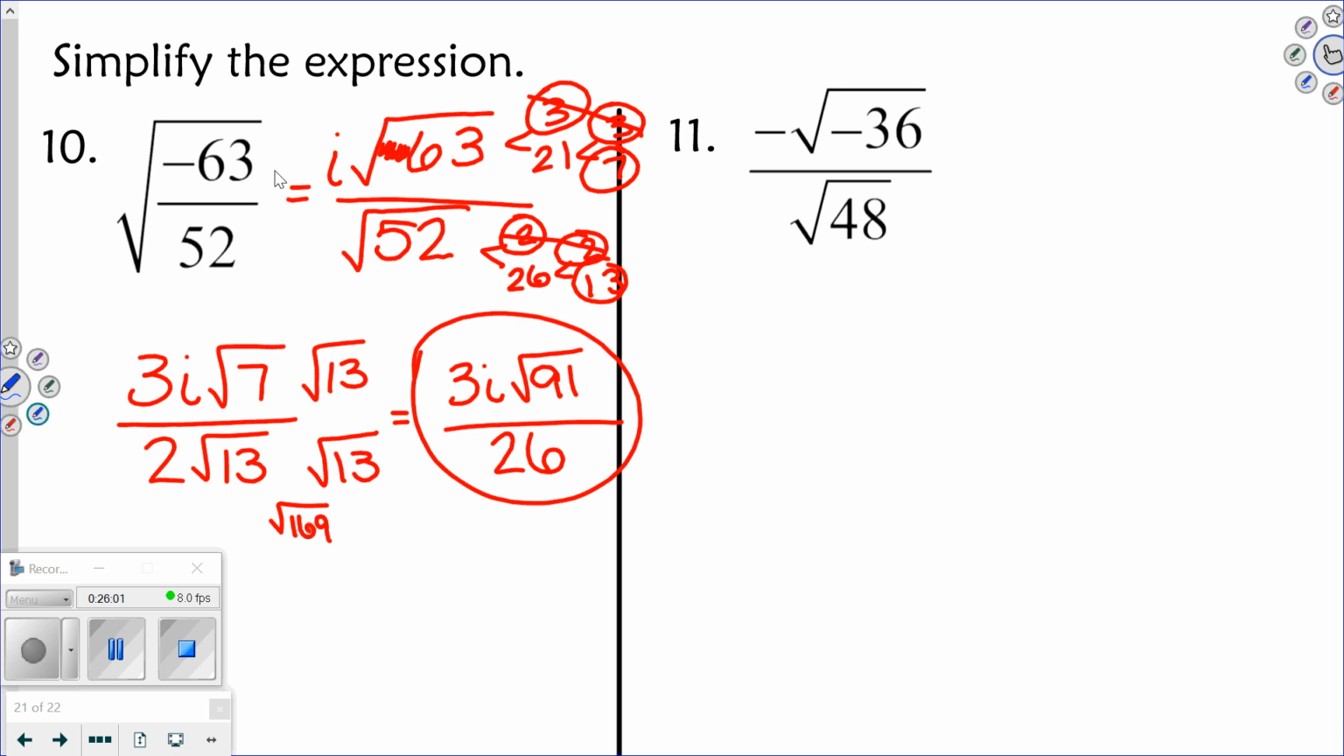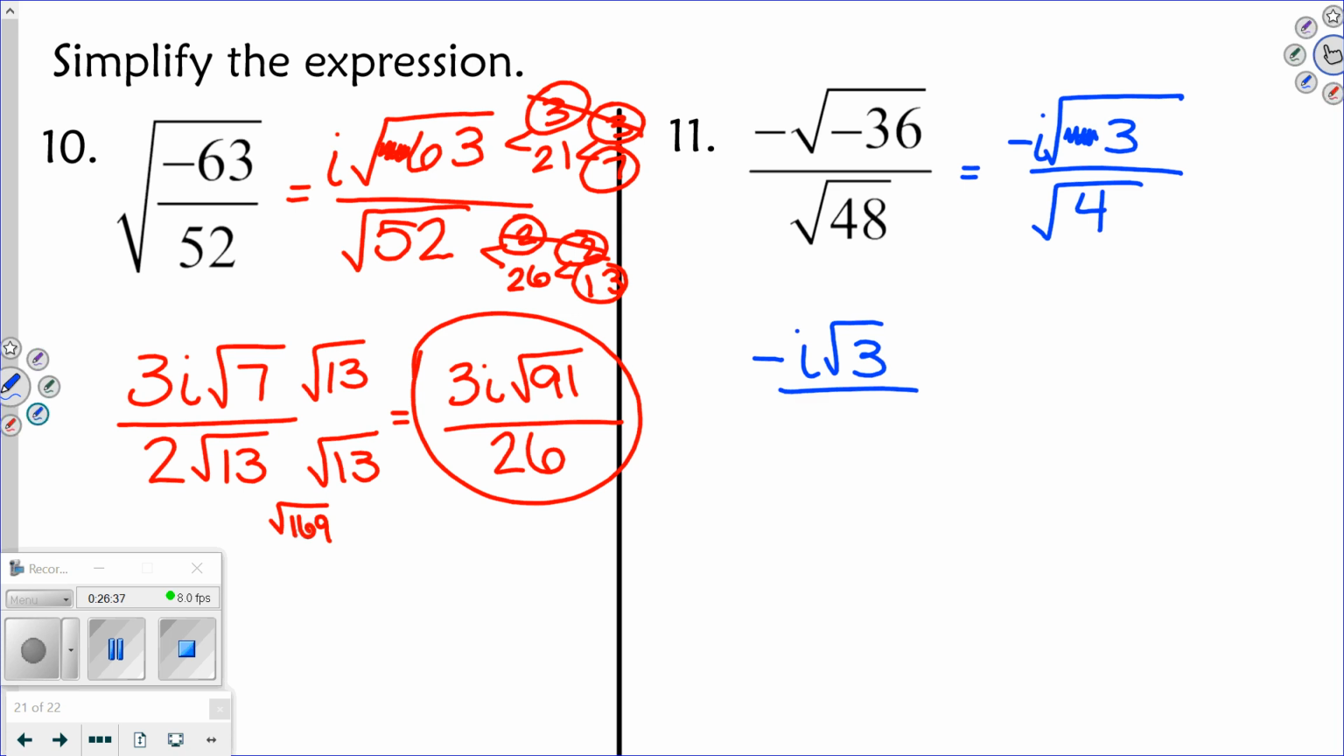Good. All right, so the negative's still out in front, right? And this was, what did you say, negative 3 over radical 4? 36 over 48 is 3/4. So is there an i, yes or no? Yes, there is an i. So this is going to be gone and the i is going to come out. Can I do a factor tree on the 3? No. So I have negative i radical 3. And then on the bottom, what's the square root of 4? That's just 2.